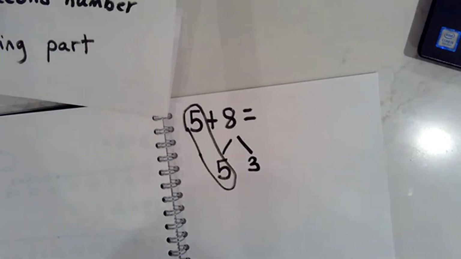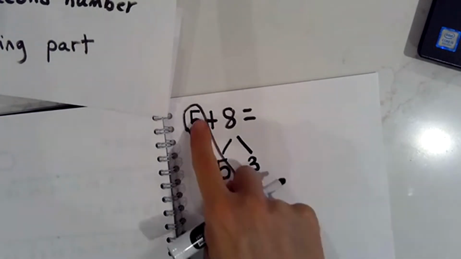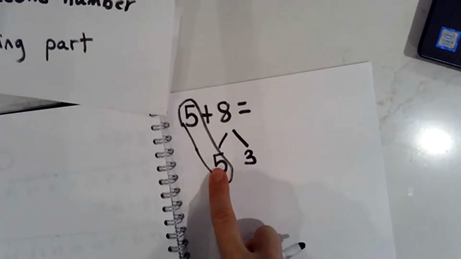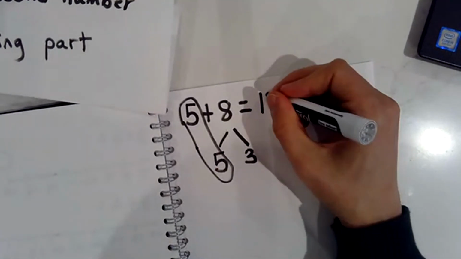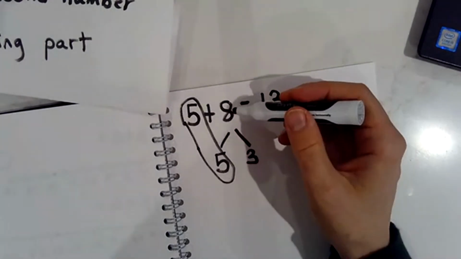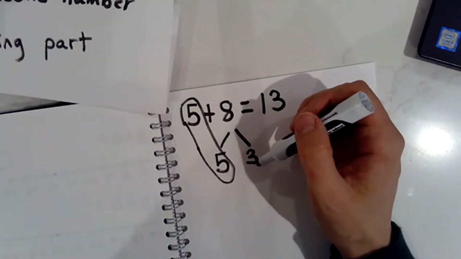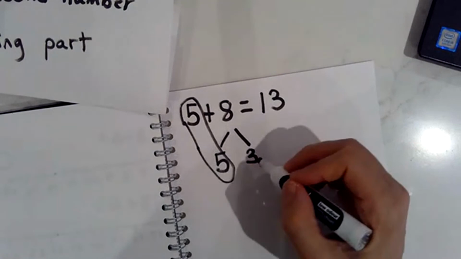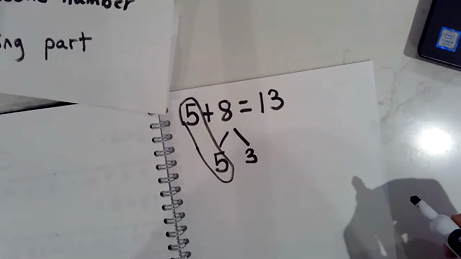So now I can follow my steps. I know 5 add 5 equals 10. 10 add 3 equals 13. That is what I am doing there. I know if I partition 8 into 5 and 3, it allows me to make 10, and then I can just add the remaining part.